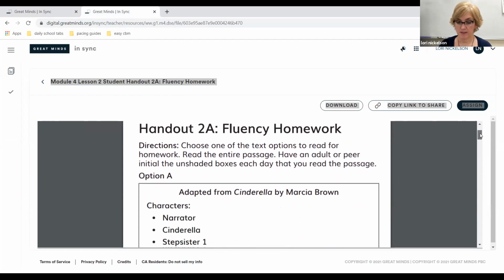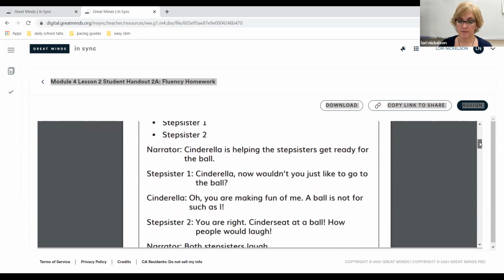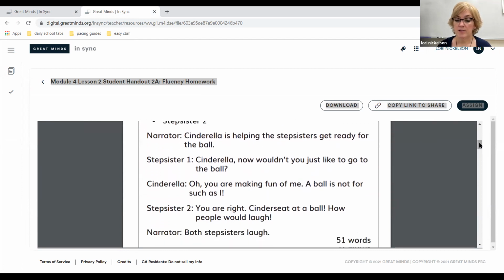And this is adapted from Cinderella by Marsha Brown. Narrator: Cinderella is helping the stepsisters get ready for the ball. Cinderella: Now wouldn't you like to go to the ball? Oh, you are making fun of me. A ball is not for such as I. You are right. Cinder seat at a ball. How people would laugh. Both stepsisters laugh.